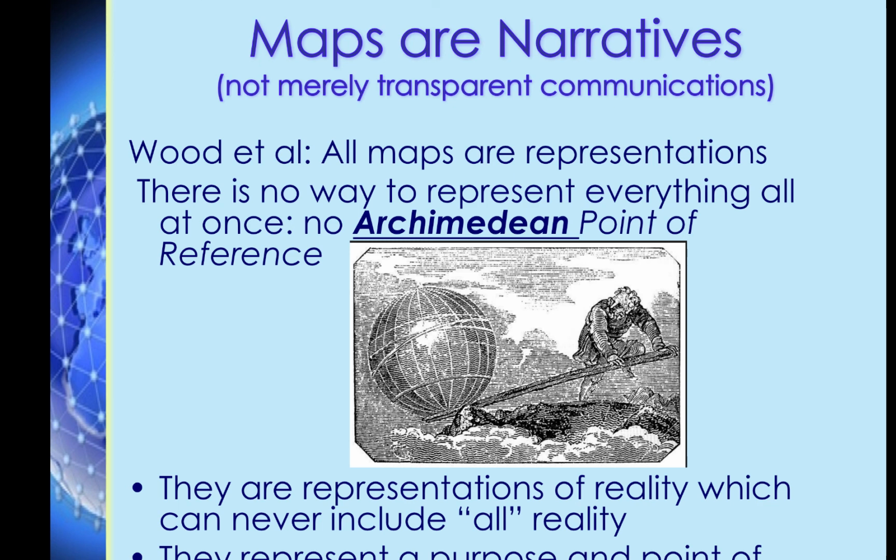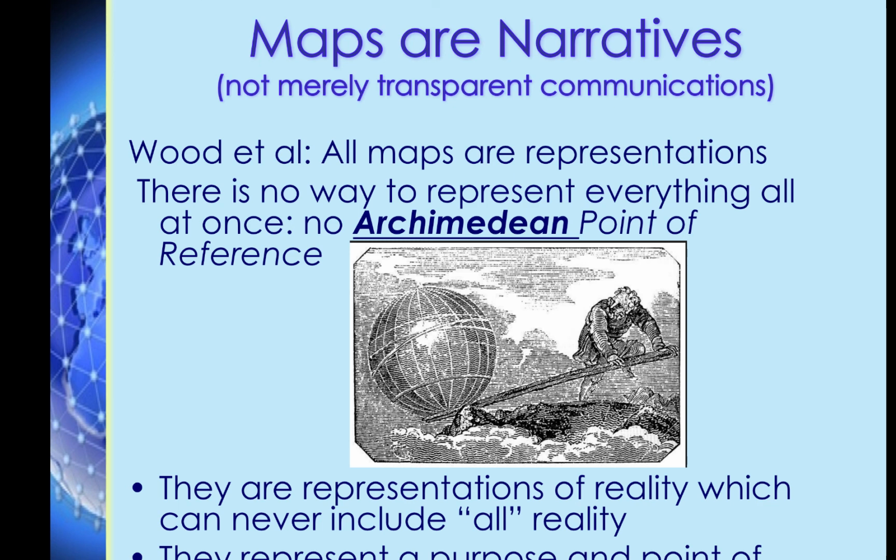Social scientists and humanities and creative arts scholars tend to see maps as representations. They are, in fact, narratives of a kind. They are not merely transparent scientific communication. And this is why your Wood and All reading was directed to you this week. They point out that all maps are representations. And in fact, the statement that they make is there's no way to represent everything all at once on any map. There is no Archimedean point of reference.